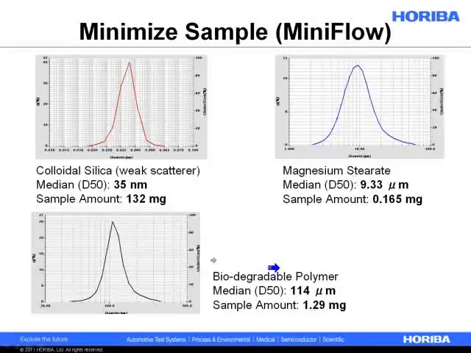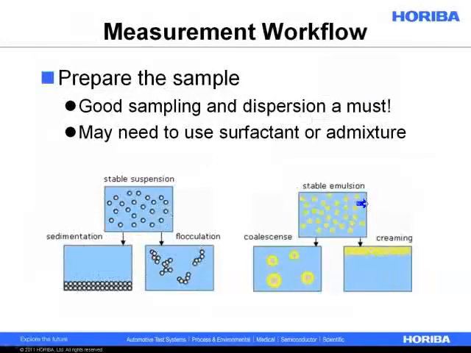The final example here is a biodegradable polymer. I think it was PLGA. Much larger median size, so just a larger material. And this probably has a weaker scattering efficiency than magnesium stearate. So we had to add a little bit more material, 1.29 milligrams as opposed to 0.165.